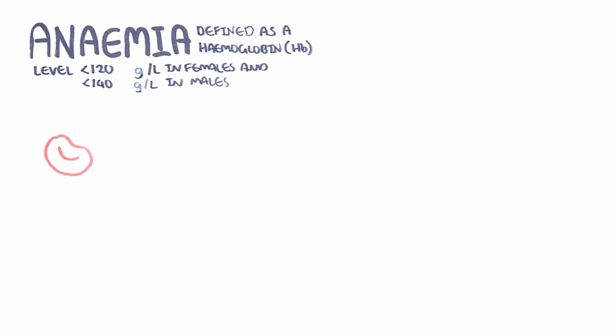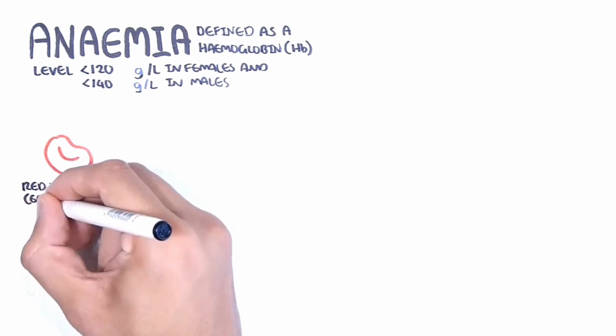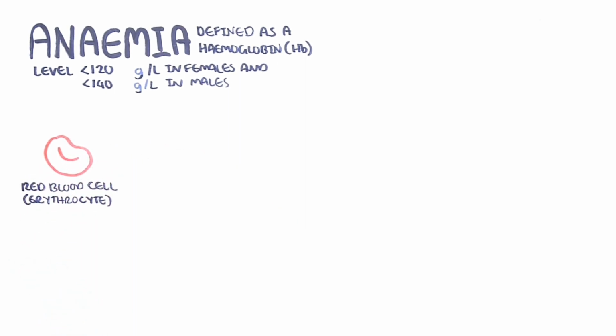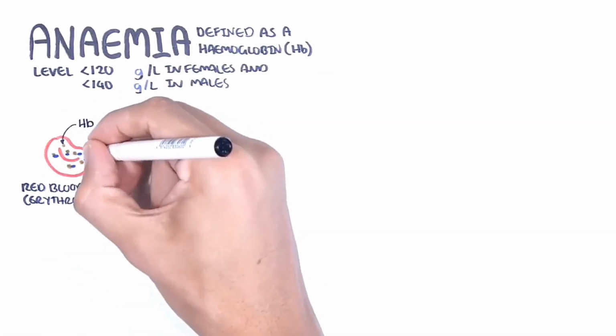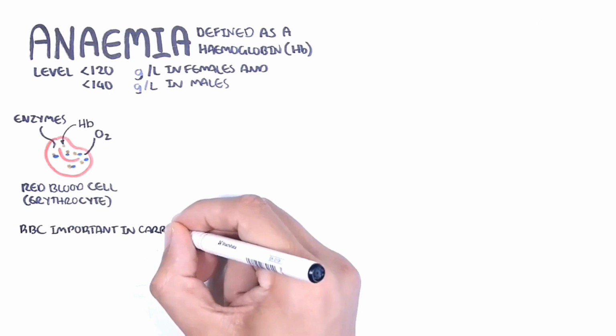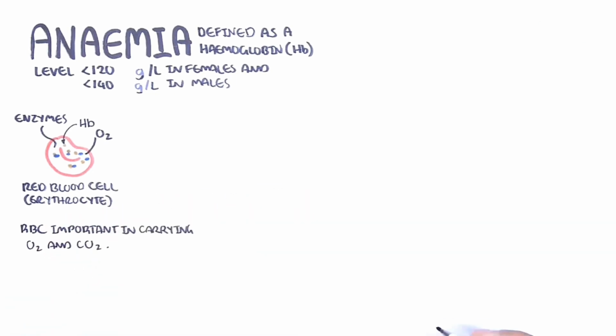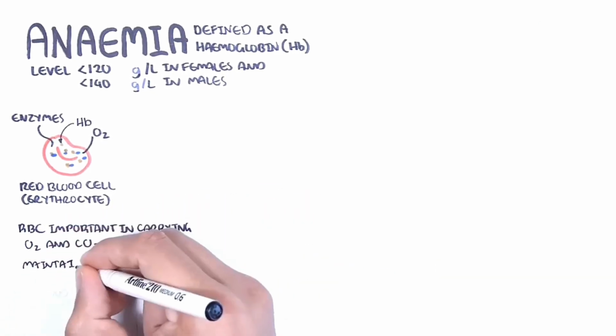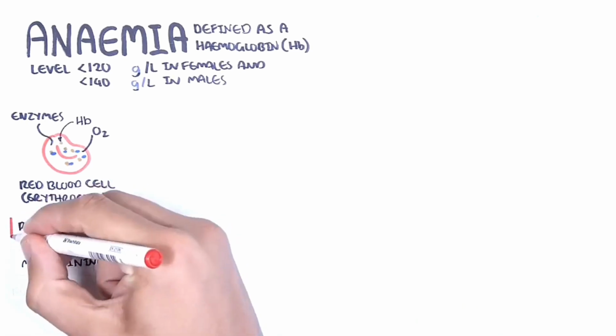Red blood cells are the cells that carry oxygen around our body. They contain hemoglobin molecules, millions of them, which help bind oxygen. Red blood cells also contain many types of enzymes, including lactate dehydrogenase. Red blood cells are important in carrying oxygen and carbon dioxide, as well as maintaining the pH of the blood.